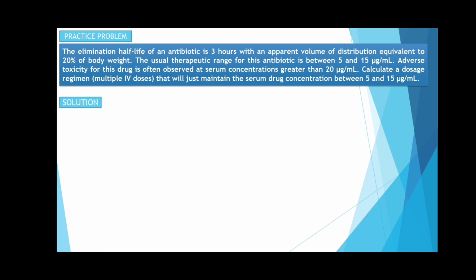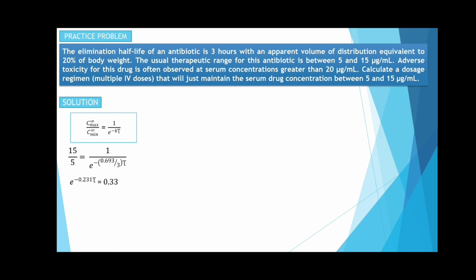Now we'll try to solve this with the help of the same formula, that is, maximum steady state concentration divided by minimum steady state concentration is equal to 1 divided by e to the power of minus k tau. Now we'll write all the known values: 15 is the maximum steady state concentration, 5 is the minimum steady state concentration, k is 0.693 divided by 3, since the elimination half-life is 3 hours, and tau, the dosage interval, we need to calculate.